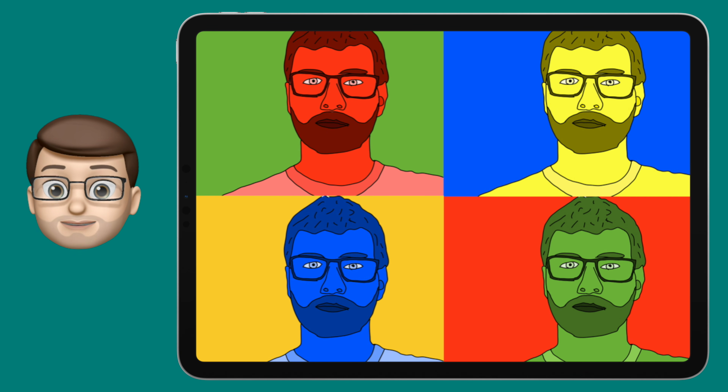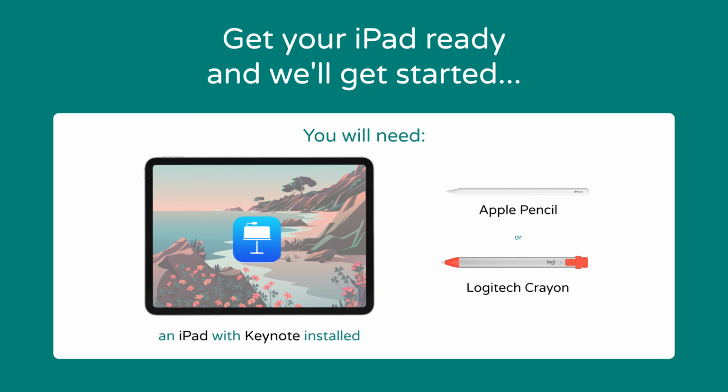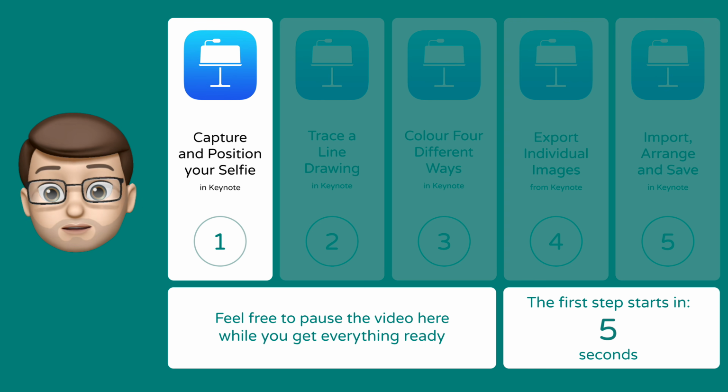Here's an example that I've made, and you'll be watching me make this over the course of the quick lesson today. By the end of this video, you too will have a picture that looks just as cool as this one. And all you're going to need is an iPad with Keynote installed, and an Apple Pencil, Logitech crayon or a stylus of some kind to draw with. You can draw with your finger, but you'll find it a lot easier using a stylus for this, as it will get quite detailed.